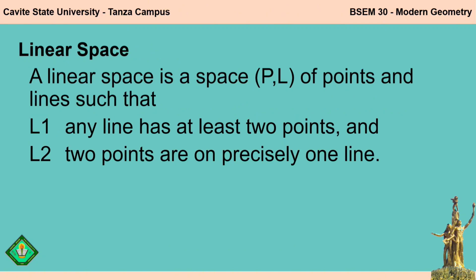Okay, now let's define a linear space. A linear space is a space P, L of points and lines such that any line has at least 2 points and 2 points are on precisely one line.